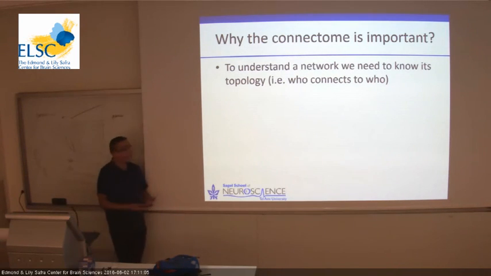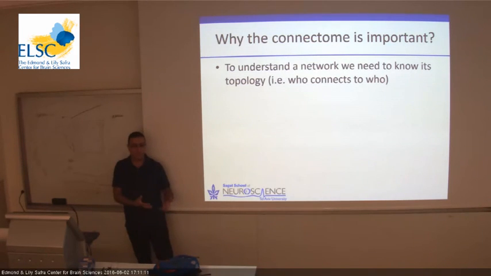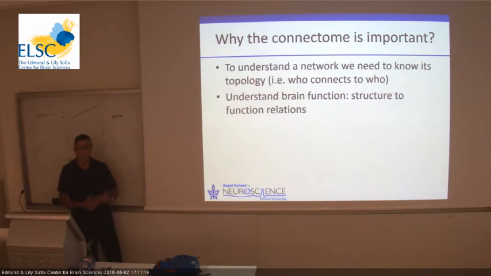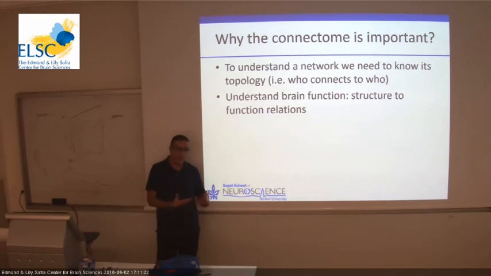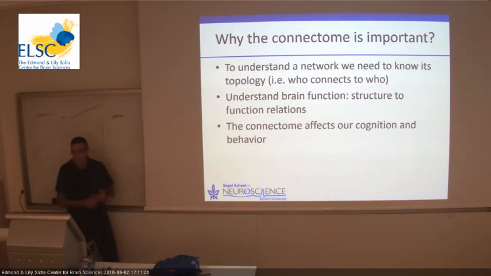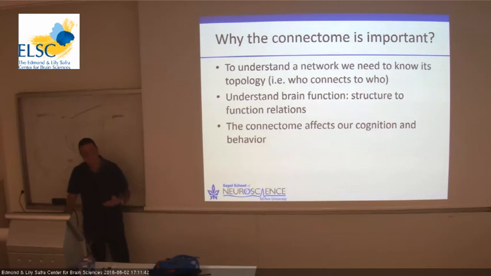In order to understand if it's important or not, first we need to know the topology, who connects to whom, and why in one subject it connects better than in another, and how it is related to any functions that we do. We need to understand these structure-function relations. Most of these things are very basic, and most of them were investigated in the last several years. We do believe that the connectome affects our cognition and our behavior. There is some evidence that people who have better connections between different regions will have better abilities. When we say better connections, we have to define what that is, but this is the theme.